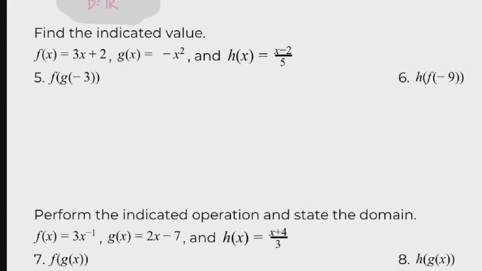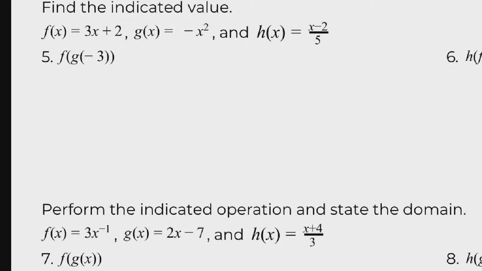Okay, next we want to find the indicated value. We're given f of x, g of x, and h of x, and we want to find f of g of -3. For these, we always want to start with the inside first. So I'm going to start by finding what g of -3 is. g of -3 is when we plug in -3 for x in the g equation. So that'll be -3 squared. -3 squared is 9, so g of -3 is 9.